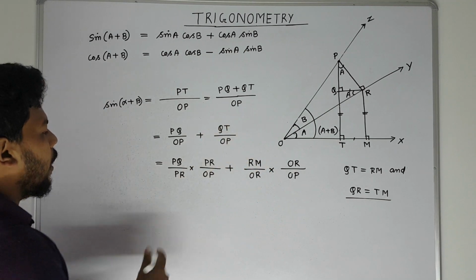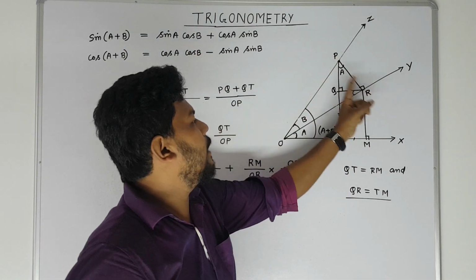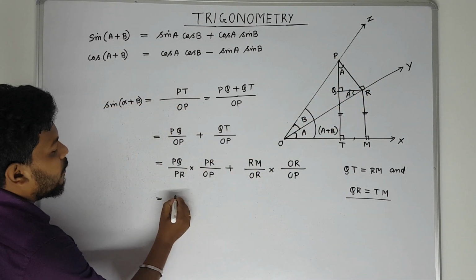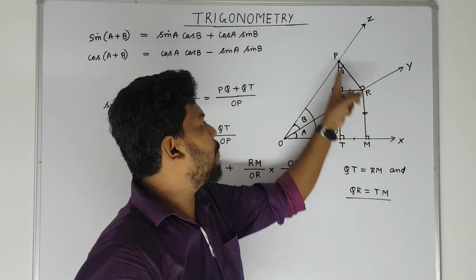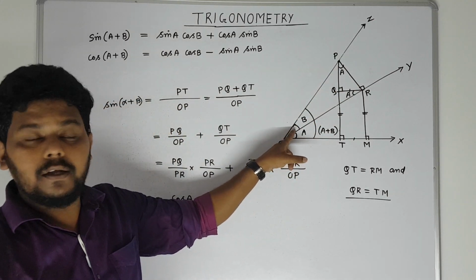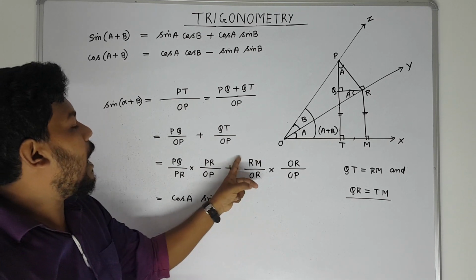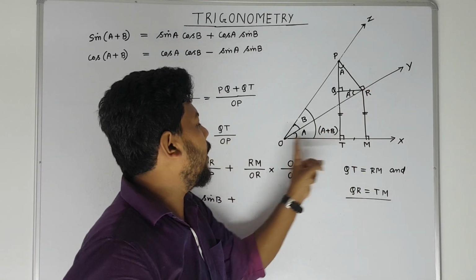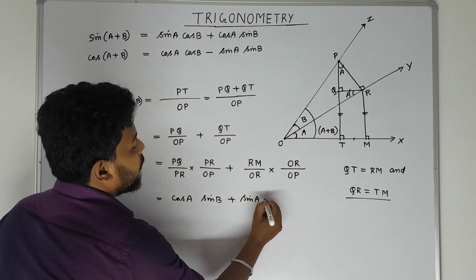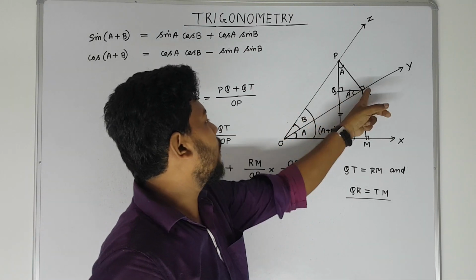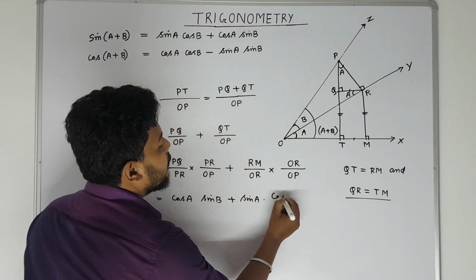RM equal to QT. Now what is PQ by PR? Your PQ by PR is equal to cos of A. Now PR by OP is equal to sine B. What is RM by OR? RM by OR is equal to sine A. And what is OR by OP? OR by OP is equal to cos B.